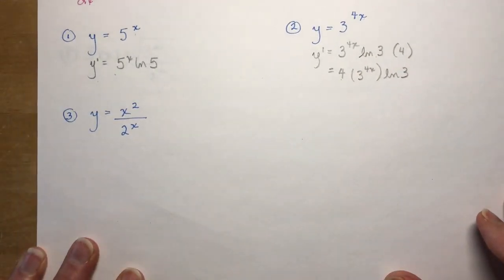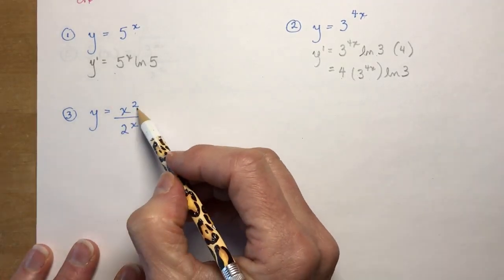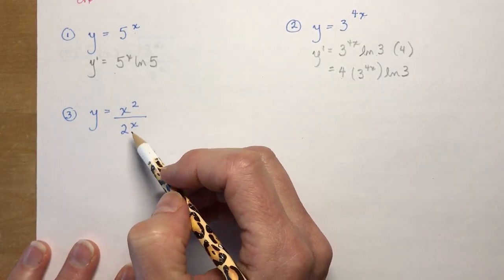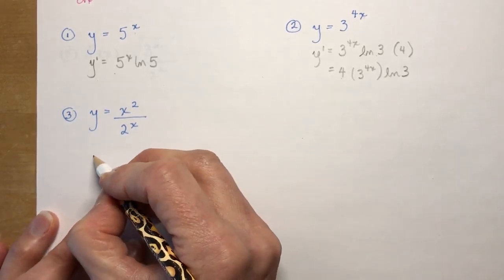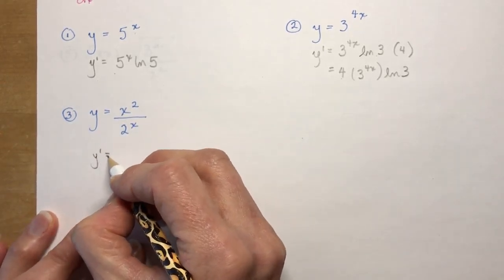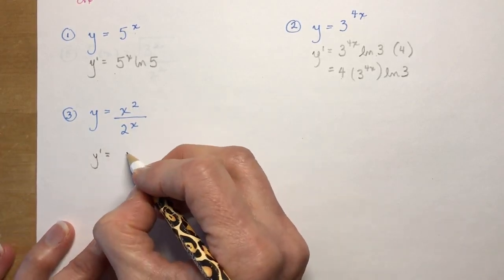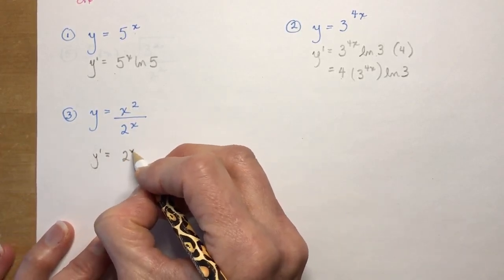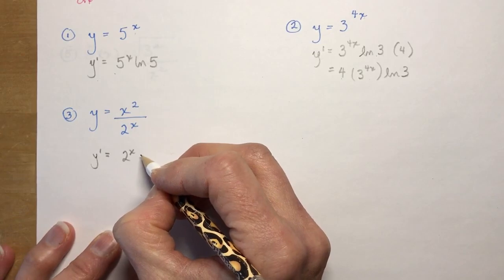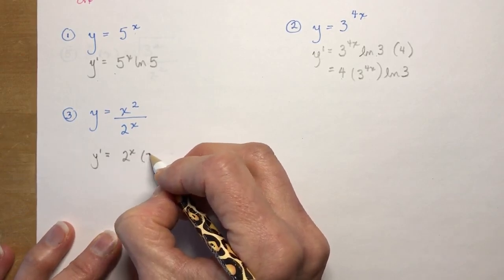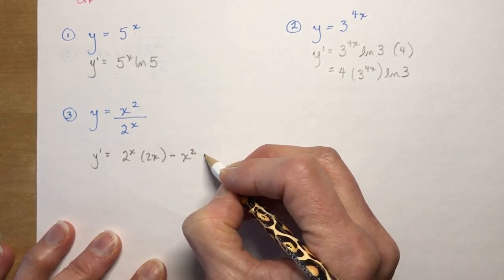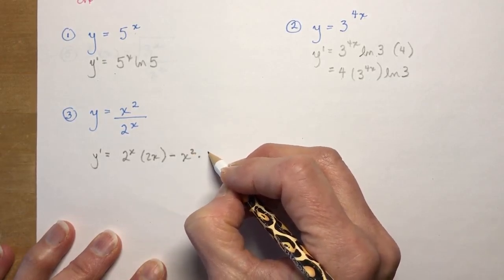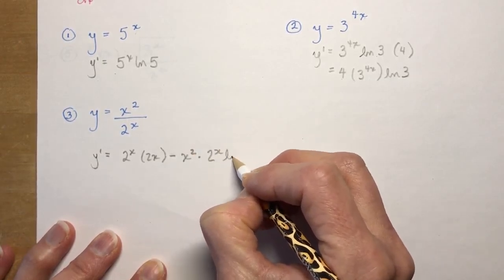So let's take a look at a quotient rule here. I have x squared over 2 to the x. So here we go. We're going to do the Ho-D-Hi rule, also known as the quotient rule. So Ho, which is the bottom, times the derivative of the top, D Hi, Ho D Hi, 2 to the x times 2x, minus Hi D Ho. So here we go. This is a new one. 2 to the x ln 2.